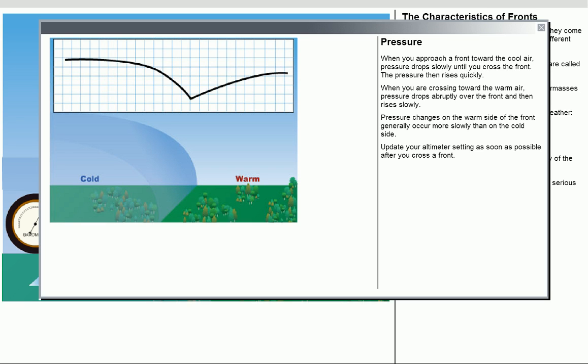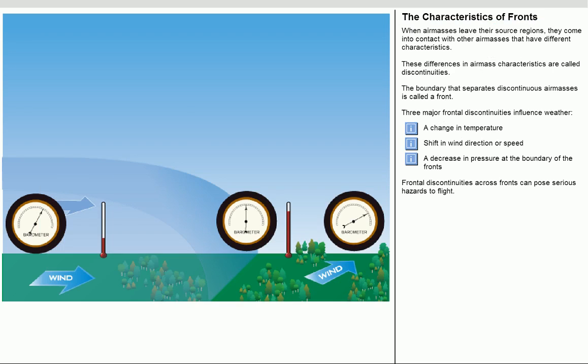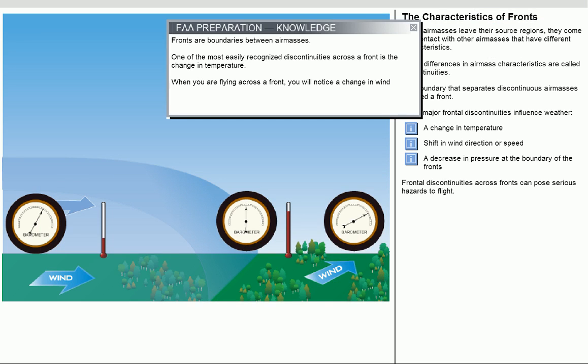When you approach a front toward the cool air, pressure drops slowly until you cross the front. The pressure then rises quickly. When you are crossing toward the warm air, pressure drops abruptly over the front and then rises slowly. Pressure changes on the warm side of the front generally occur more slowly than on the cold side. Update your altimeter setting as soon as possible after you cross a front.